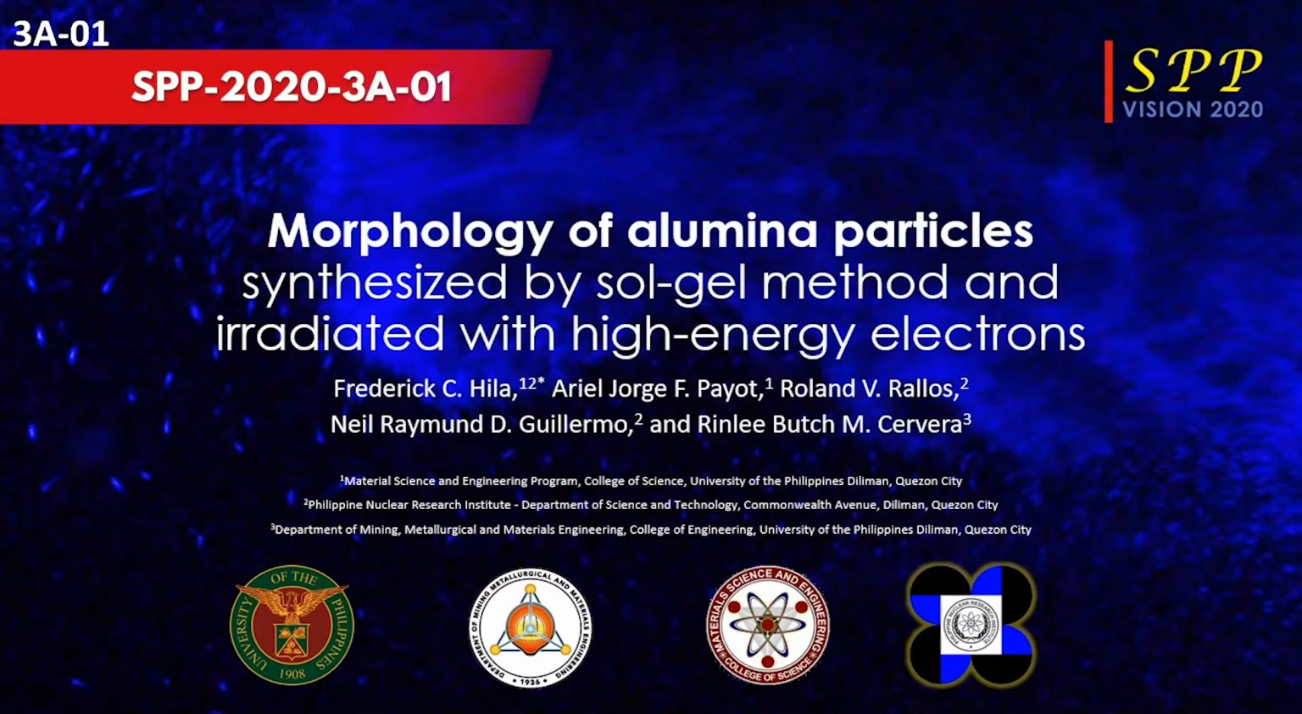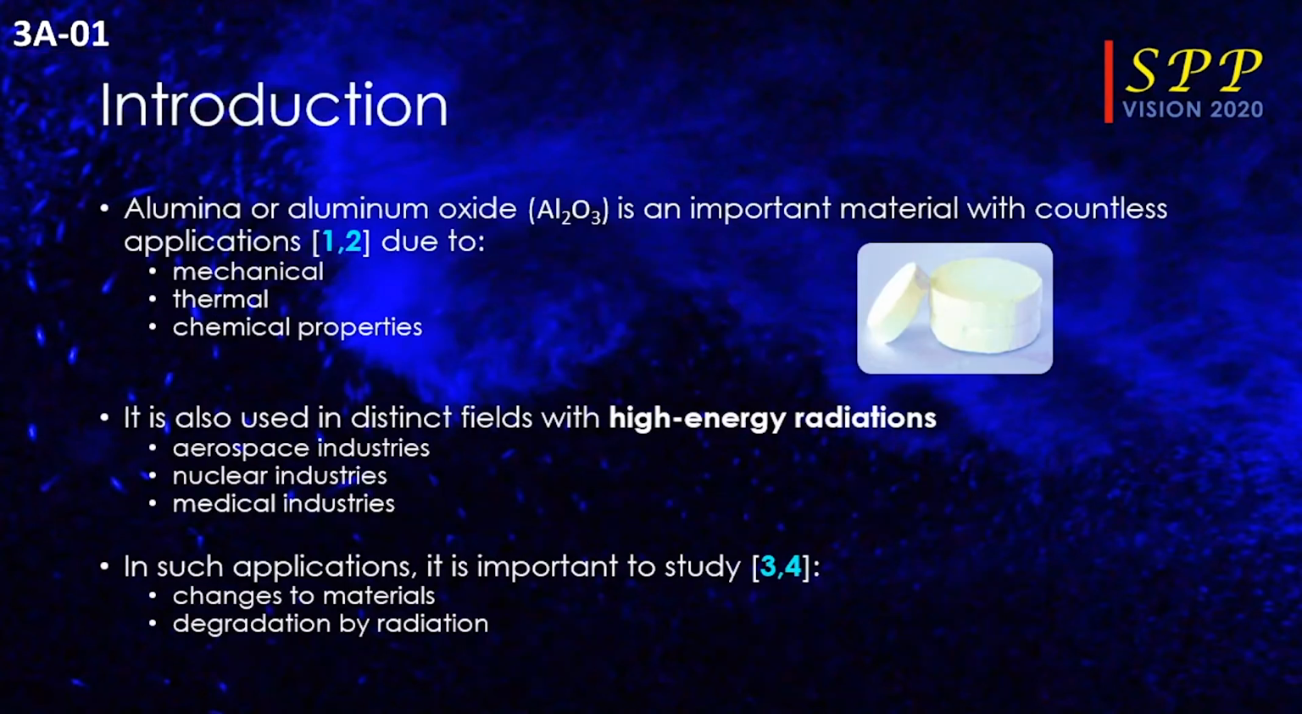I'm Frederick C. Hila, and I would like to discuss our topic on the synthesis and irradiation with high energy electrons of the material known as alumina. Alumina, or aluminum oxide, is a very important material because it has high mechanical, thermal, and chemical properties. Because of this, it is a candidate material for use in high energy radiation.